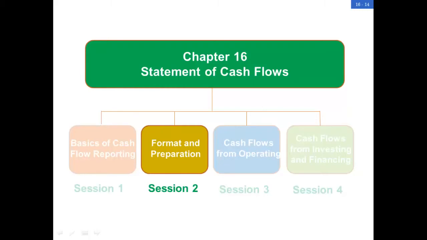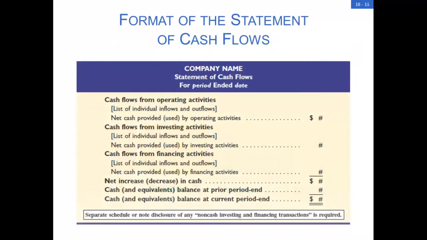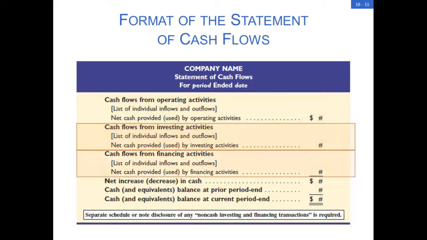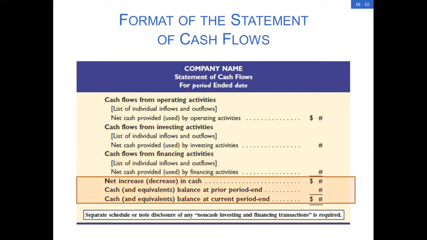So here is a summary of the components in a statement of cash flows. So you can see the operating, investing, and financing sections that we just discussed. There is also a cash reconciliation at the bottom of the statement that reconciles the change in cash with the beginning and ending cash balances. The ending cash balance on the statement of cash flows should always equal the cash balance on the balance sheet.